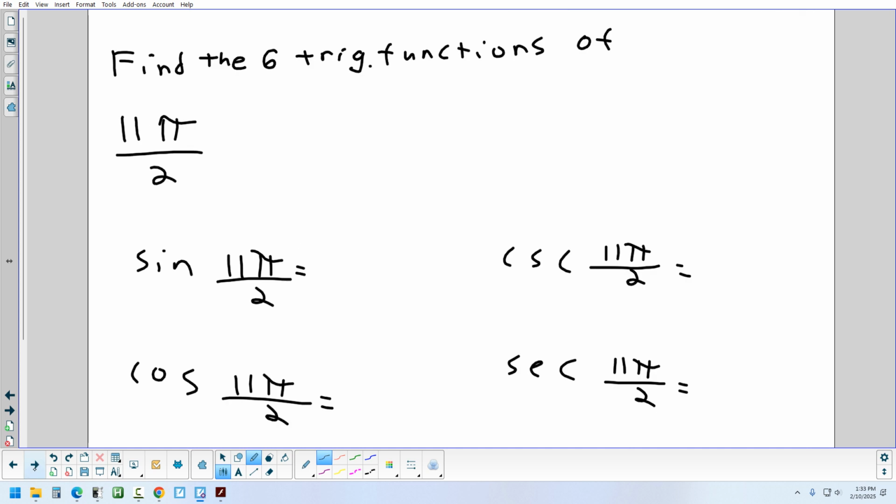Okay. Let's try this one. Find the 6 trig functions of 11 pi over 2. So we need to get the simple angle. Okay, Wyatt and Caleb, be quiet. He's asking for the final answer. Okay, too many people talking. Last one. I can put it back up in a second.